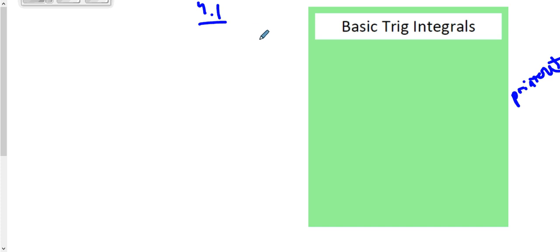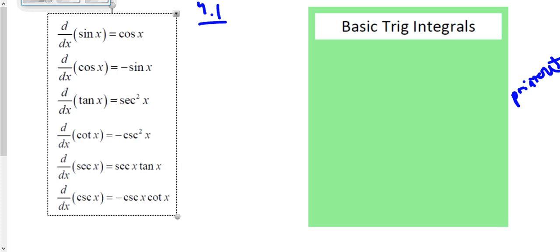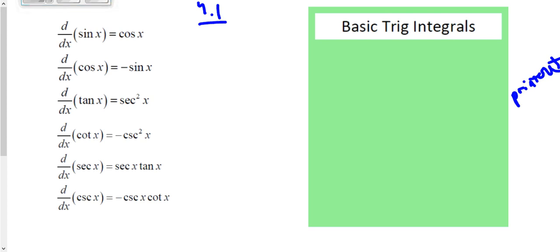So, basic trig integrals. They are based off whatever our derivatives are. So remember, we have a list of derivatives. You don't need to write these down because you have these in your chapter 2 notes. But look at these derivatives, okay? This is where our trig integrals are based off of.